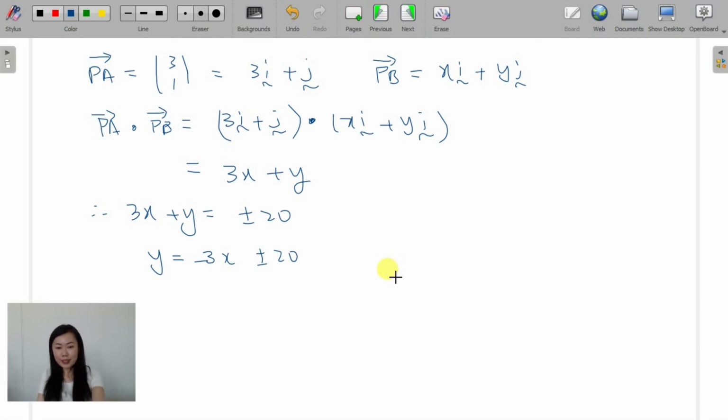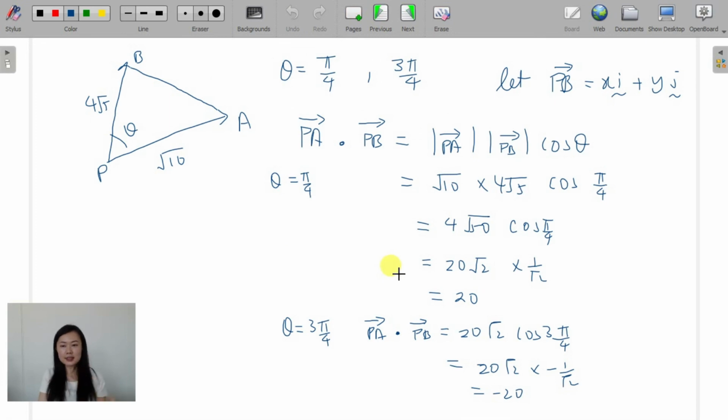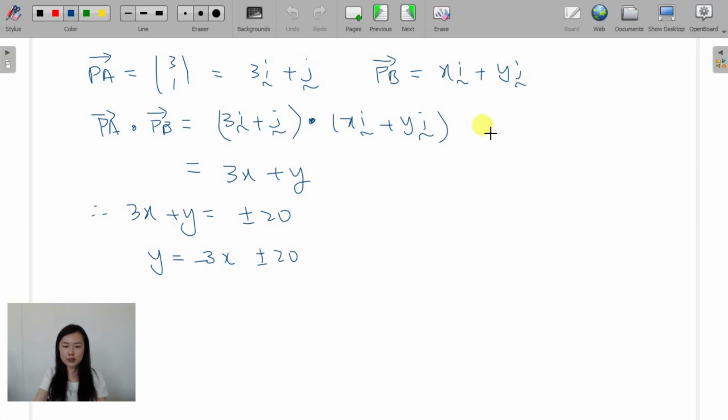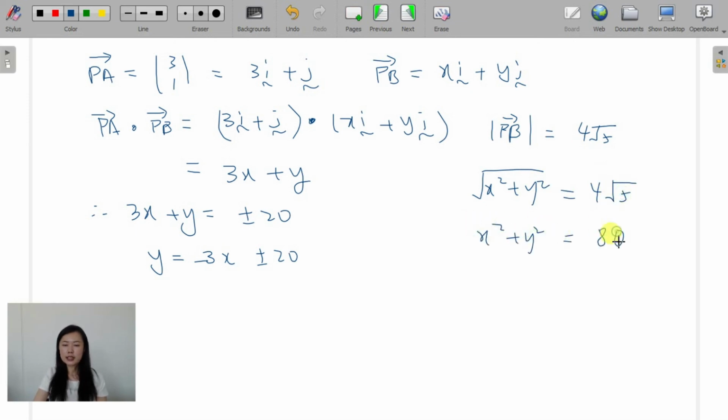So let's backtrack a little bit. How else do we link this together? Well, we know the magnitude, right? That's usually where it's hidden. If you know the magnitude, you can actually link x and y together as well. So magnitude is 4 root 5, and magnitude is x squared plus y squared under a square root. So x squared plus y squared equals 80.